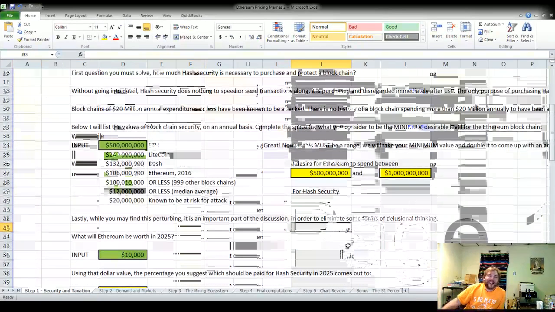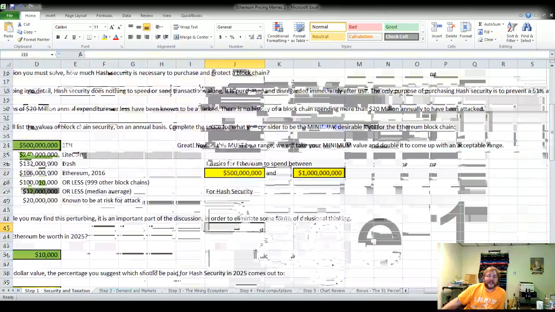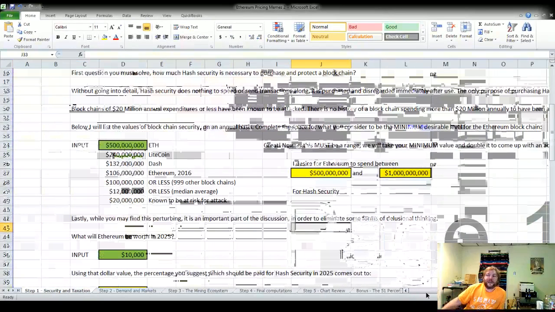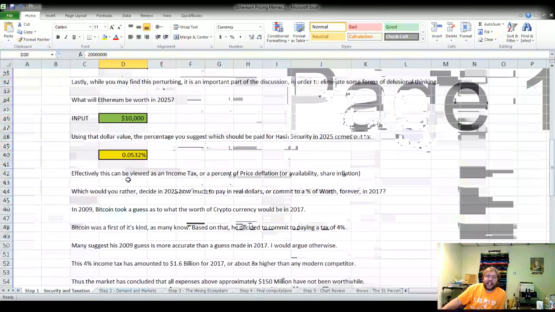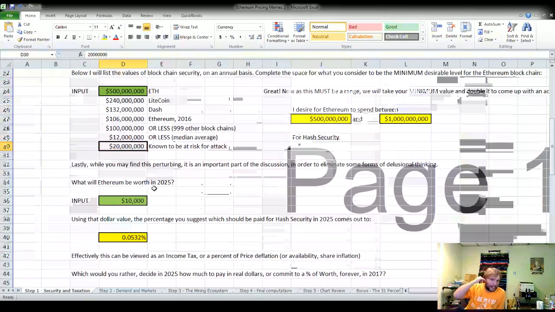So then I go down here and I say, below I'll list the values of blockchain security on an annual basis. Compare the space of what you might consider to be the minimum desirable level for ETH blockchain security. On an annual basis, Litecoin spends 240 million, Dash spends 132 million, Ethereum in 2016 spent 106 million, and all the rest spend less than 100, most of them about 12 million. However, you're known to be at risk if it's around 20 million.